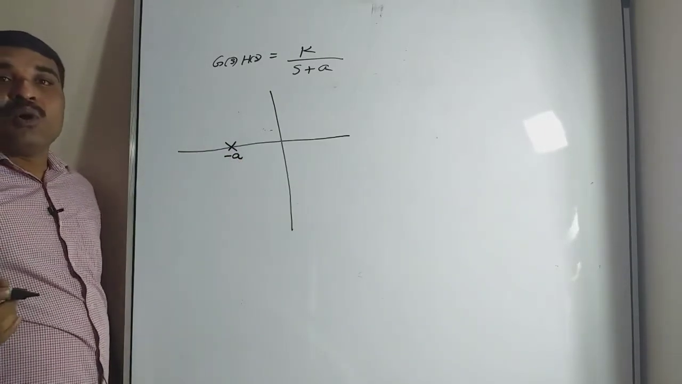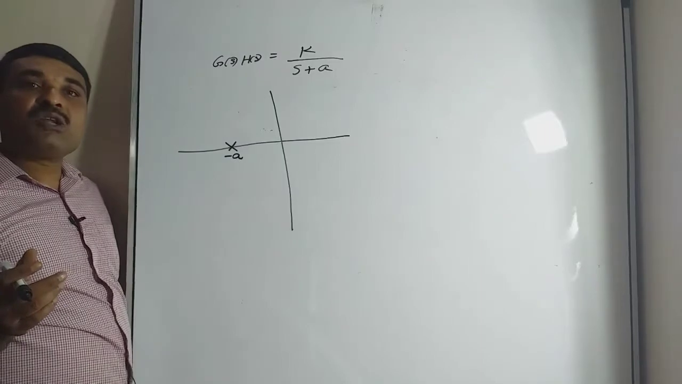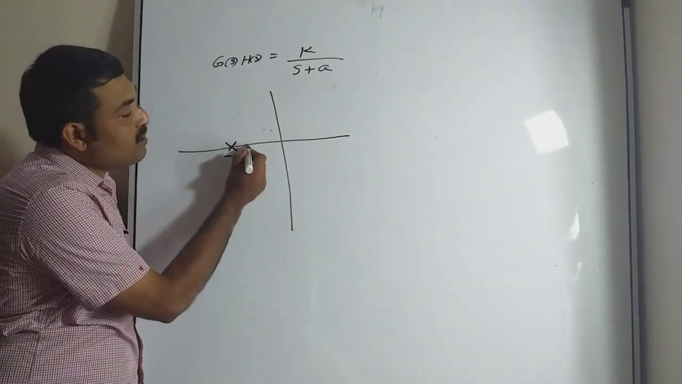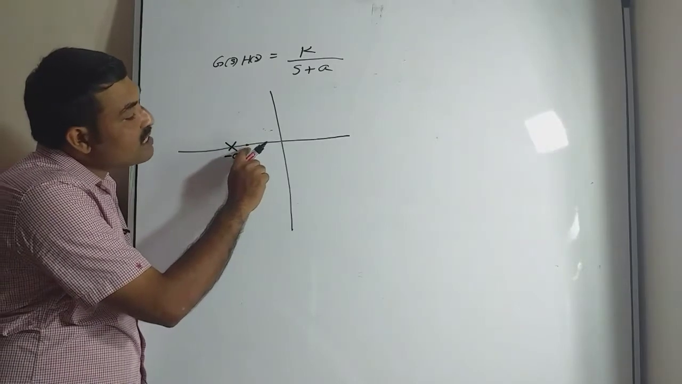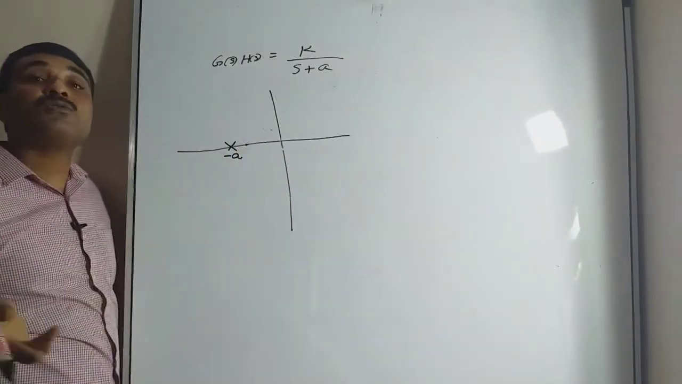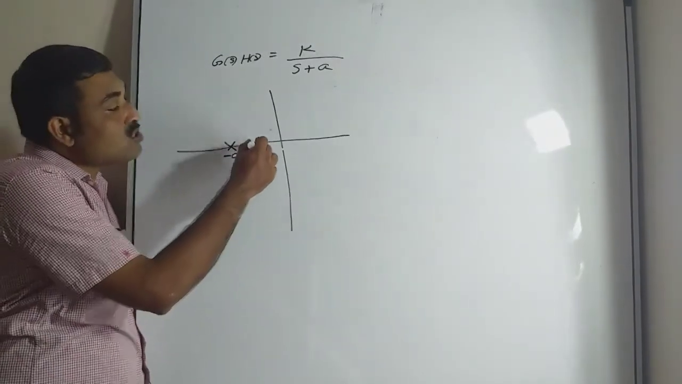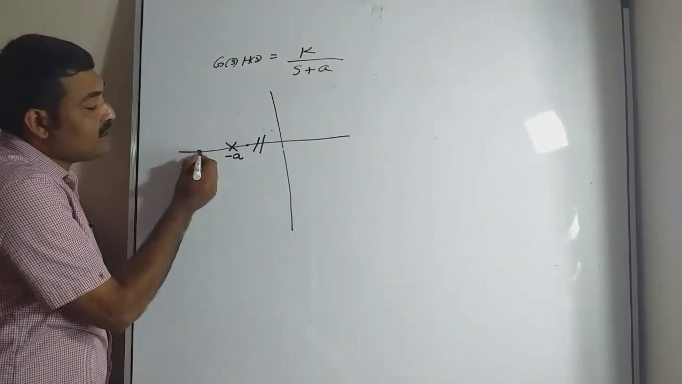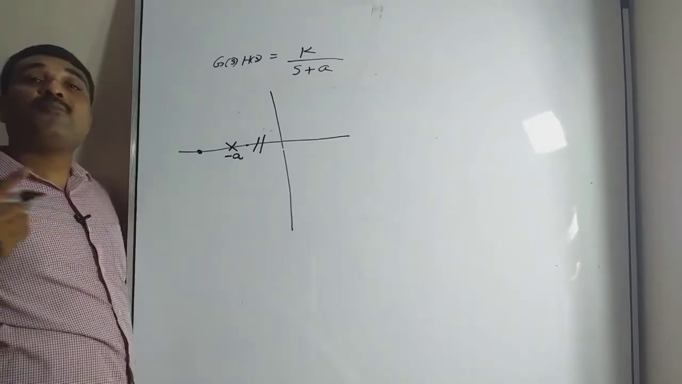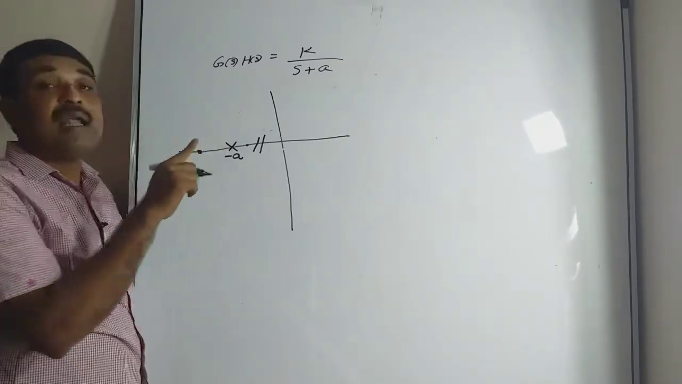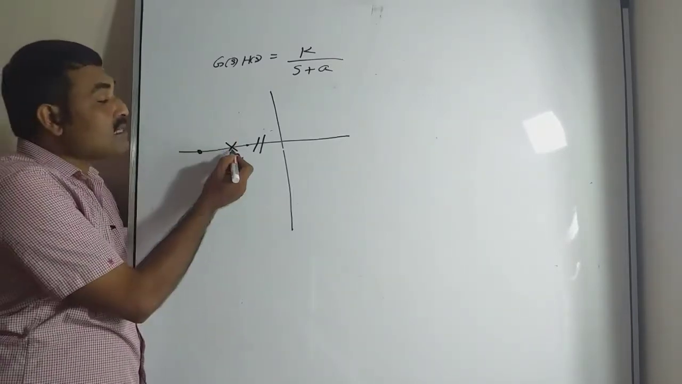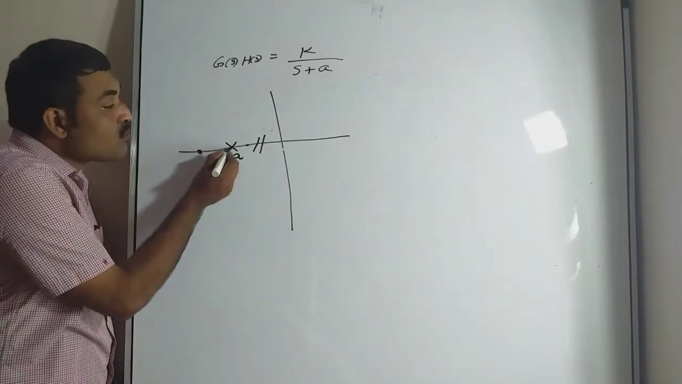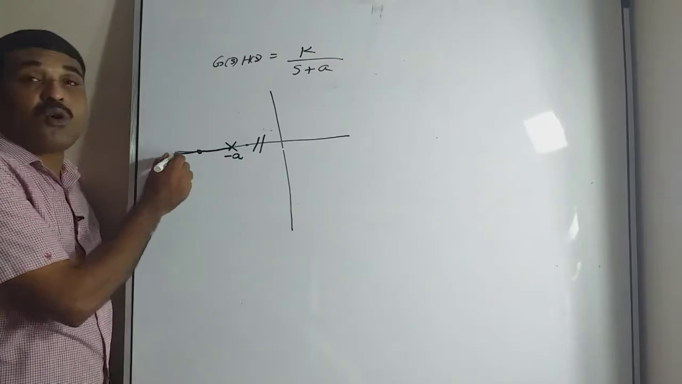Now we want to check the portion of the real axis lying on the root locus. I am taking a test point here. Towards the right of this point, there are no zeros or poles. So this portion is not lying on the root locus. Now I am taking a point here and adding the total number of poles and zeros. We have only one pole at s equal to minus a. That is an odd number. So this portion is lying on the root locus.